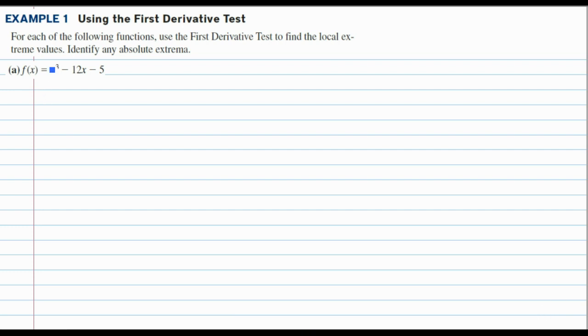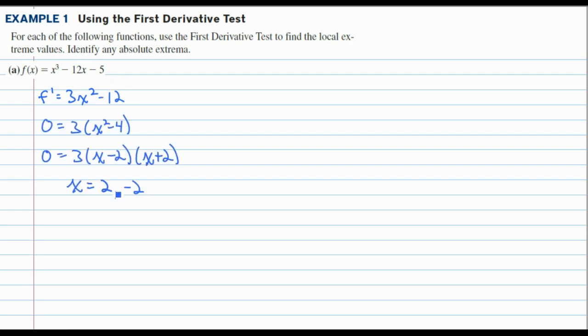So f prime is 3x squared minus 12. Okay, just need to find the zeros or places where x values where this would be undefined. And that would be at 2 and negative 2. So now I'm going to test on a number line. Very important to label this number line as f prime because that's the function we are testing.